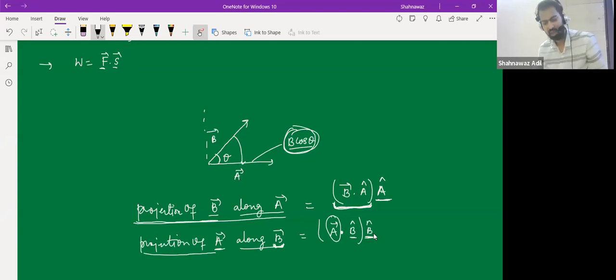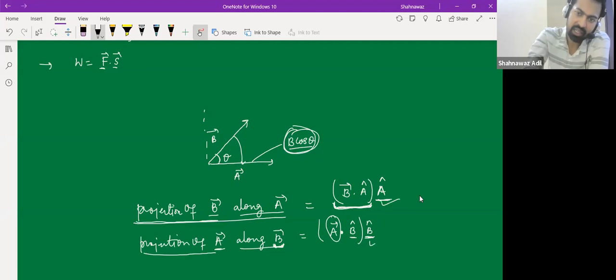Because along A, this is A hat. Along B, if I take this A vector, this is the projection of A along B. So now the direction would be B hat. So B hat and A hat. This is the idea of the projection.